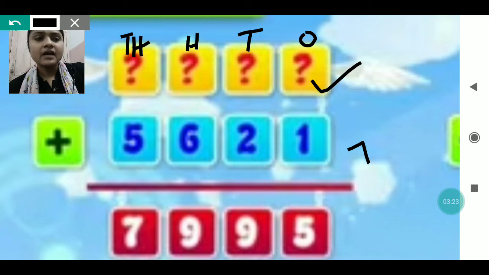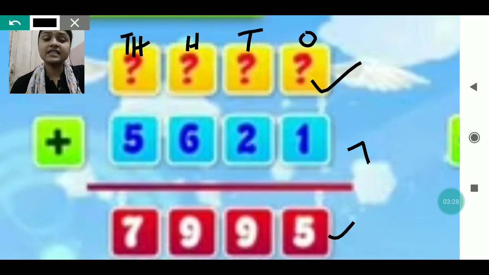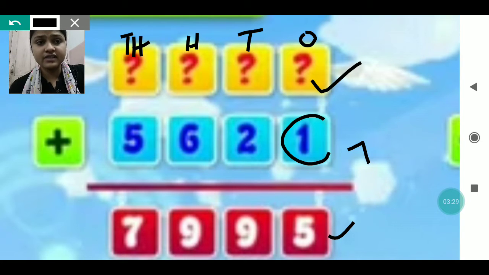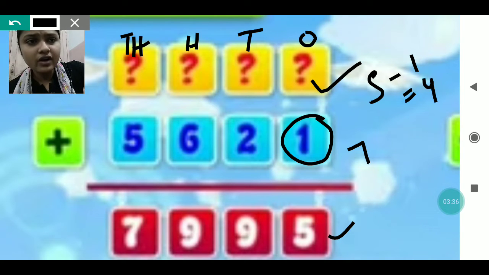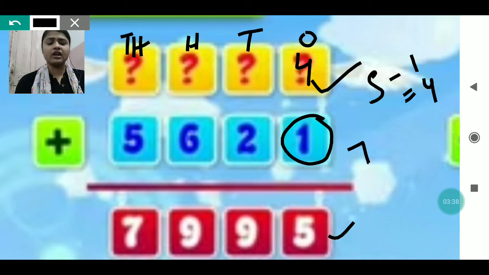You will see at the ones place, my dear, the sum is given, that is 5, and the addend is given, that is 1. So when you do 5 minus 1, you will get 4. If you write 4 in this missing column and then add 4 plus 1, you will get 5. Isn't it? Is it easy? Yes, it is.